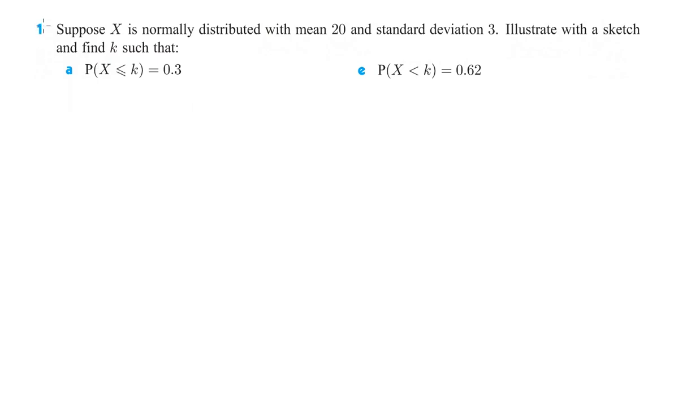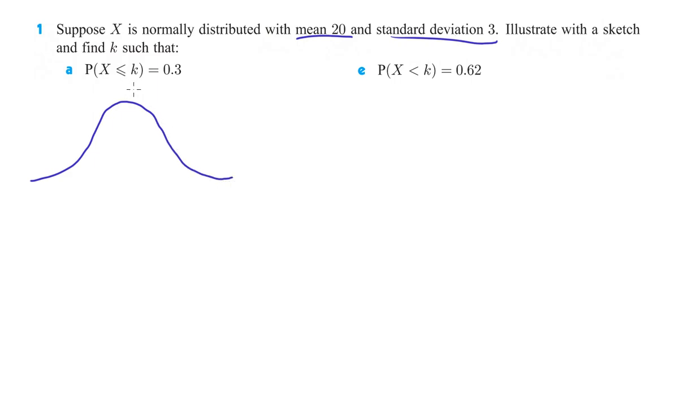Okay, first one we're going to take a look at here is number 1. Suppose x is normally distributed with a mean of 20, standard deviation of 3. Illustrate with a sketch and find k such that the probability of x is less than or equal to k is 0.3. So to illustrate that with our sketch here, we're going to draw ourselves a little normal distribution, right?